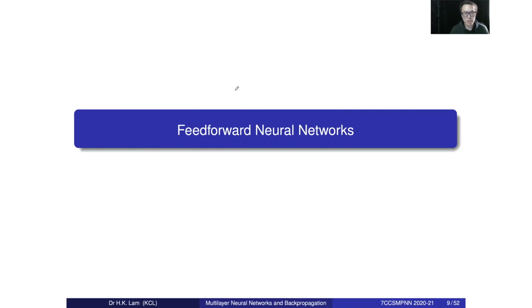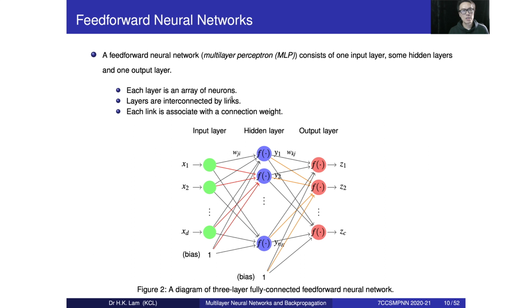Okay, so we are going to look into technical details about the feedforward neural network. That is, we are going to use some mathematical equations to describe the input and output according to the network topology. Now, this is a general form of a three-layer fully connected feedforward neural network.